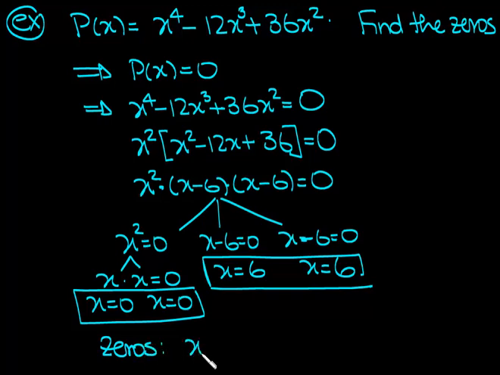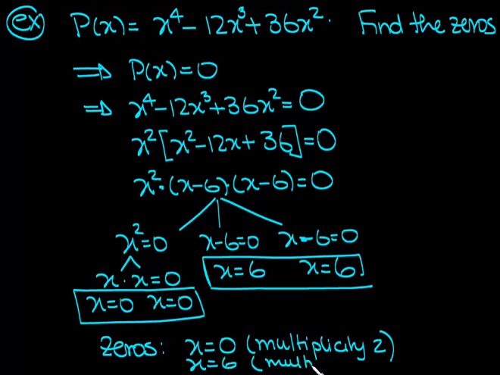are x is equal to 0 with multiplicity 2. The multiplicity tells you how many times that 0 repeats, and x is equal to 6 also has multiplicity 2. So both of these have multiplicity 2. So just keep that in mind.